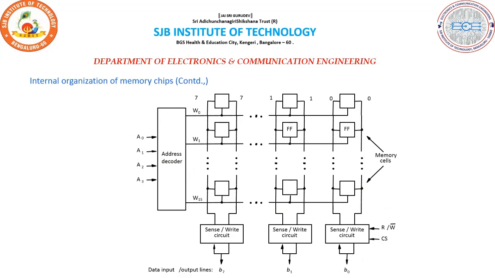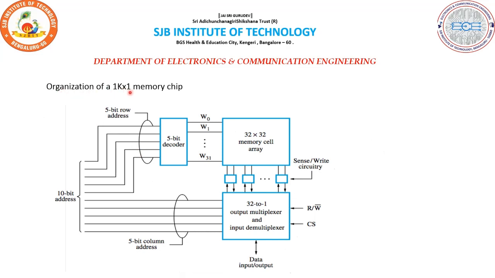In this figure, you are able to see the organization of a 1K into 1 memory chip, with one data line. 1K is 1024 memory locations, that is 2 to the power of 10, so 10-bit address lines and one data line. The 10-bit address is divided into a 5-bit row address and a 5-bit column address. There is the sense and write circuitry, a read or write control signal, and a chip selection control signal.